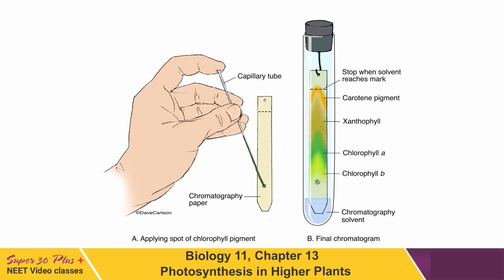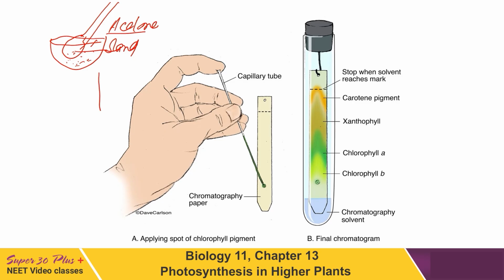In a pestle and mortar, we take a leaf and keep some sand here, and with the help of the mortar, we crush the leaves so that the photopigments come out. In this we add acetone. Acetone will dissolve all these photopigments. Then we filter, and in a test tube we will have this pigment solution.